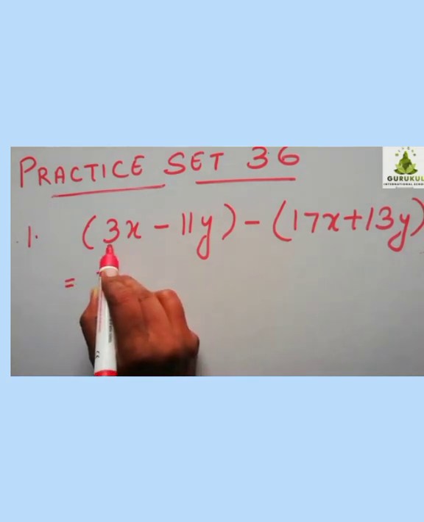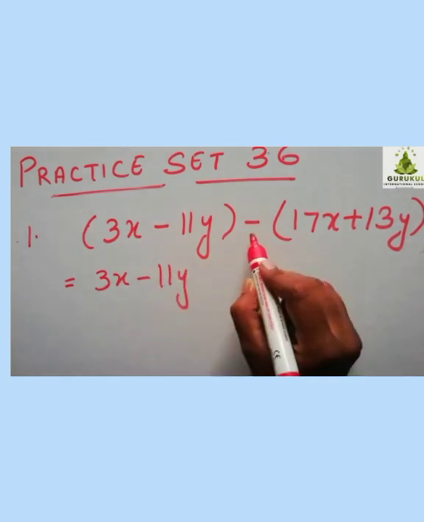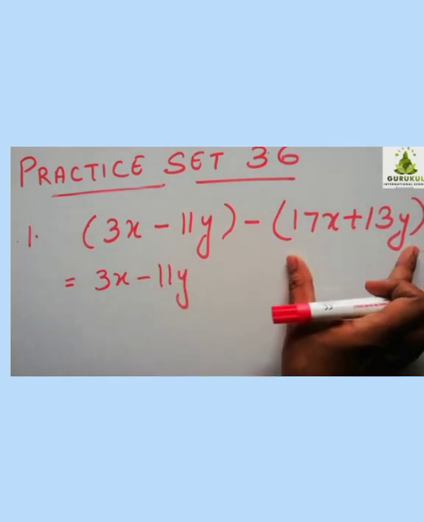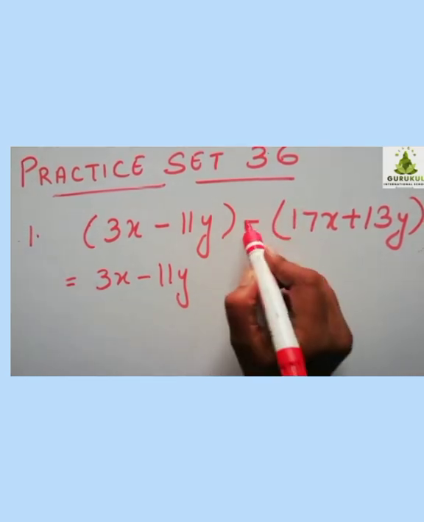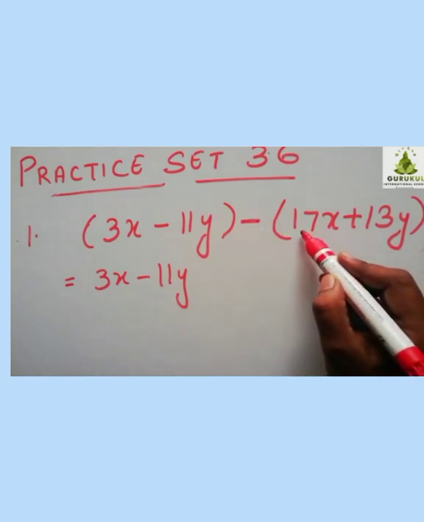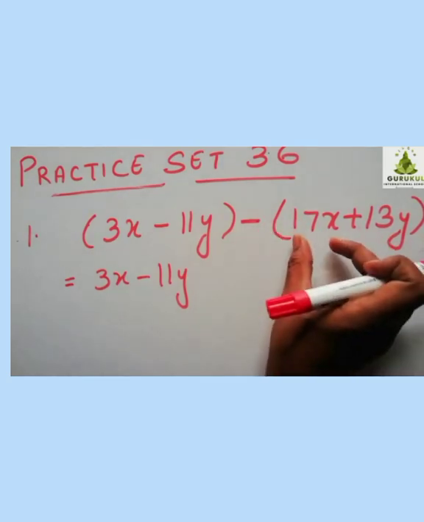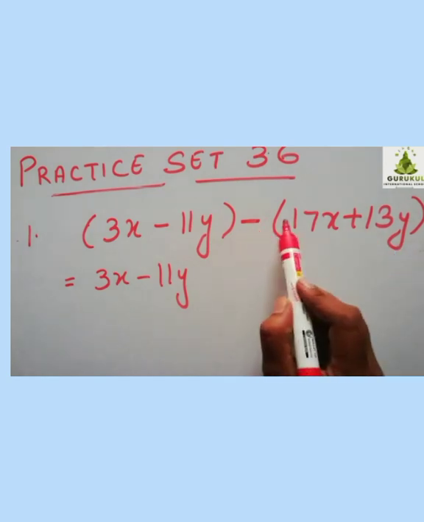It is 3x minus 11y. Now what to do? See the next bracket, this one. What is in front of that bracket? Minus sign. So what should we do? Subtraction we have studied. In subtraction of algebraic expressions, what to do? When it is subtraction, take the opposite of the number inside the bracket. Or you can open the bracket using the minus sign.